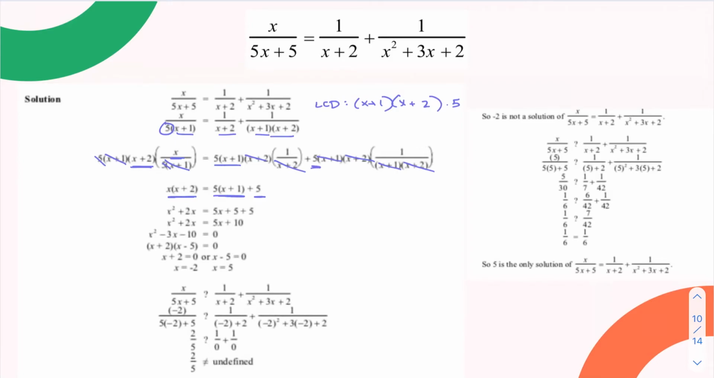So you check both. You can see we get 0 in the denominator when we plug in -2. Well, you can't divide by 0. That's undefined, so -2 does not work. But 5, we get 1/6 equal to 1/6.